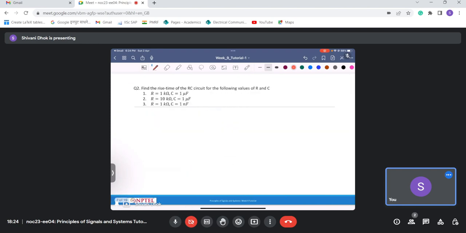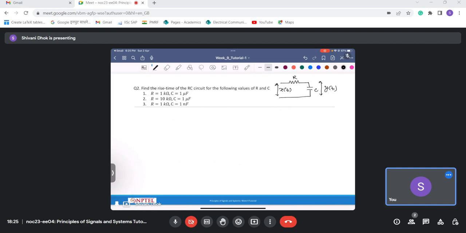If that is the case, then let us move ahead with the next example. Now we'll consider this example where we need to find the rise time of the series RC circuit. The circuit that we have is something like this. We have this resistor R, and this capacitor, which is C. The input is given here, and the output is taken across the capacitor.